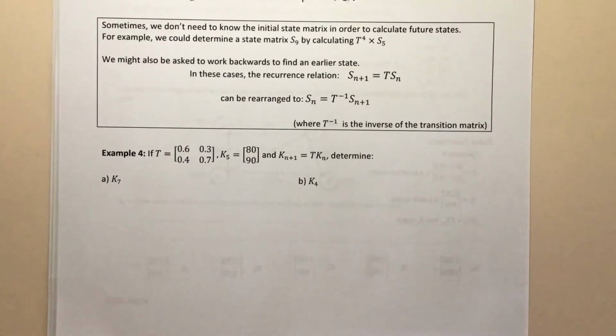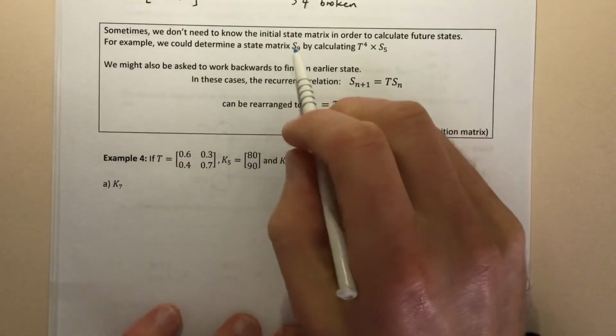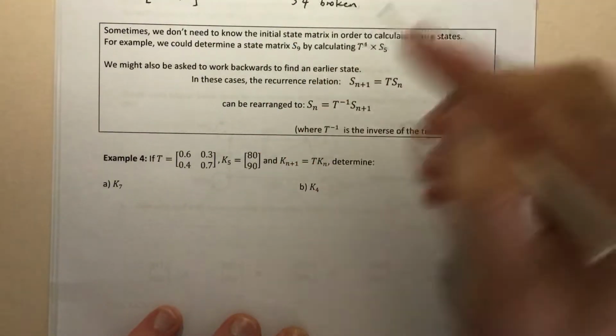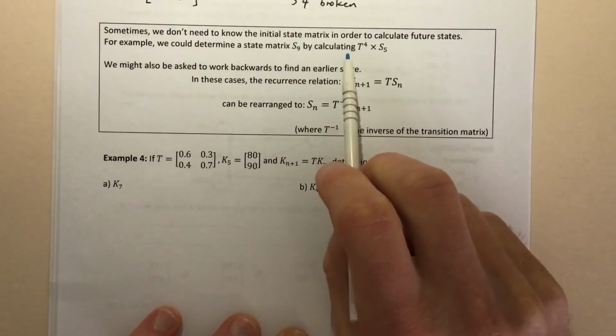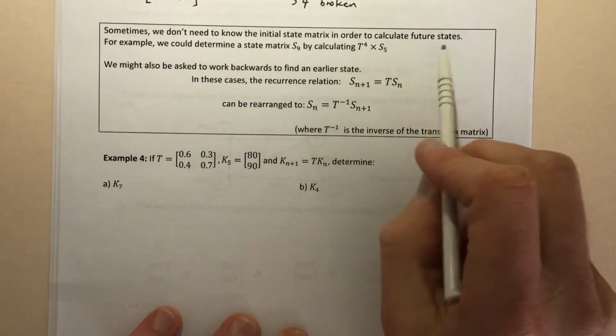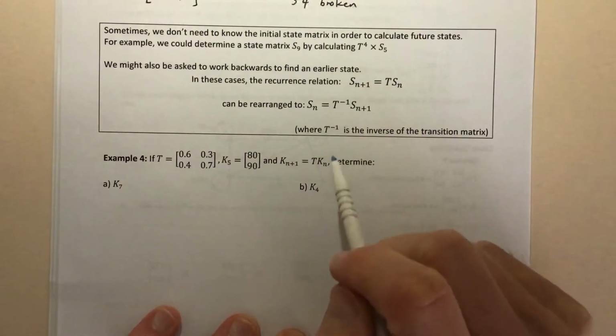Sometimes you'll get a question where you don't actually know the matrix S0, so you're not given the initial state matrix, but you might know some other value, some other matrix in the sequence. You can still work out future states using this. You just really have to think about how many more steps into the future you want to work.